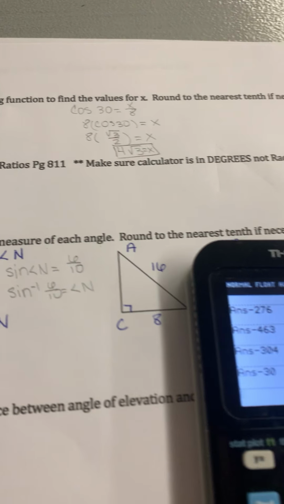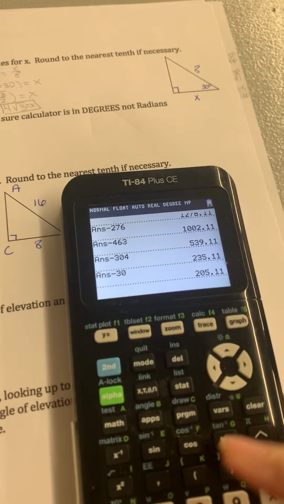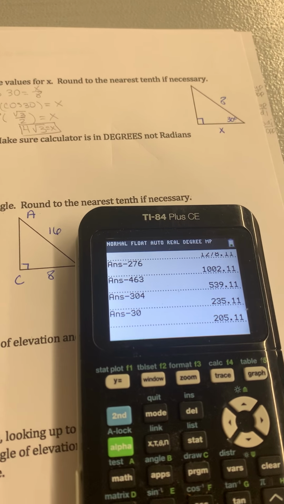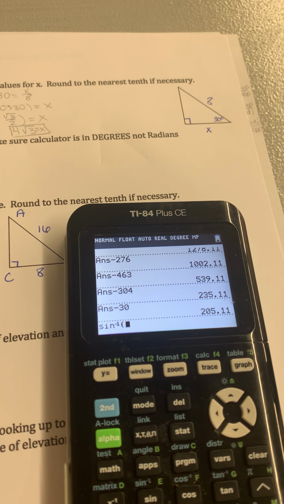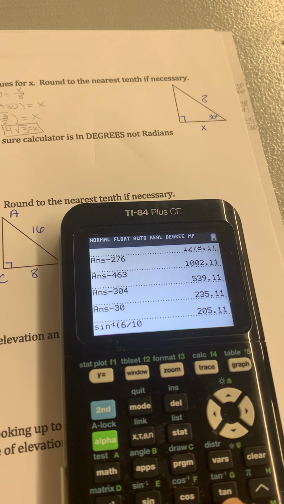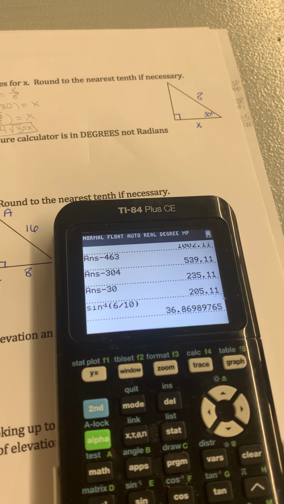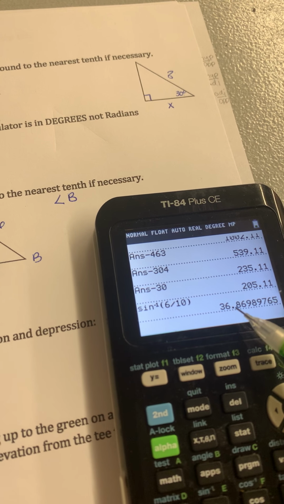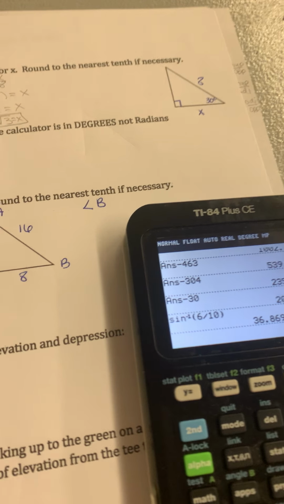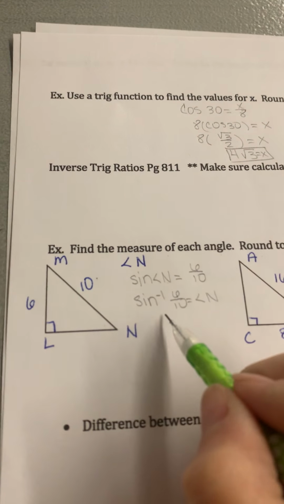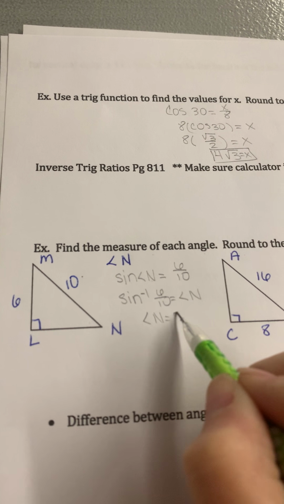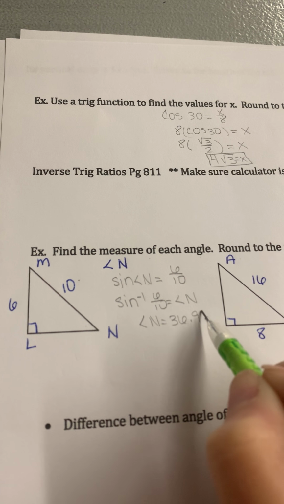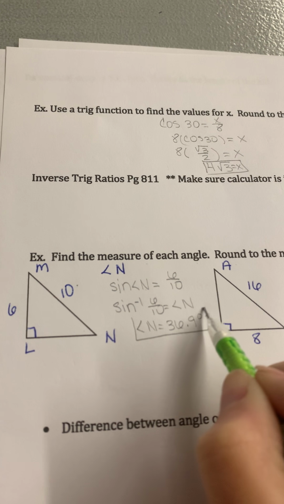So when I go to punch it in my calculator, you're going to push second, sine to the -1, 6 divided by 10, and then push equals. And we're going to round it to the nearest tenth. So it would be 36.9 degrees. So angle N is equal to 36.9 degrees.